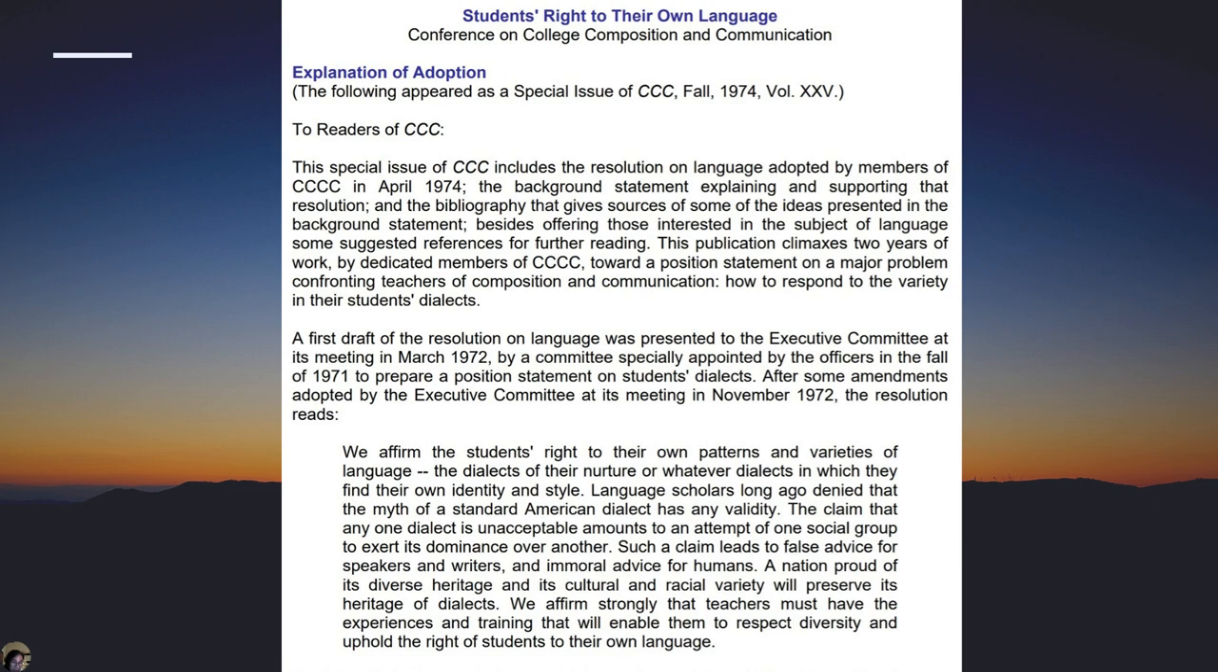A nation proud of its diverse heritage and its cultural and racial variety will preserve its heritage of dialects. We affirm strongly that teachers must have the experiences and training that will enable them to respect diversity and uphold the right of students to their own language.